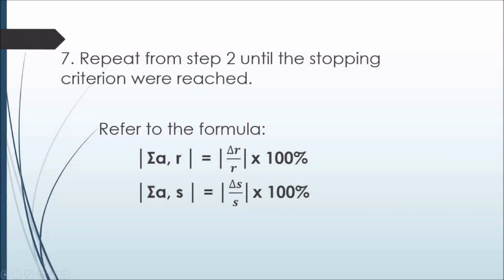Step 7. Repeat from step 2 until the stopping criterion is reached. Then refer to the formulas: absolute value of E sub A of r is equal to absolute value of delta r over r times 100%, and absolute value of E sub A of s is equal to absolute value of delta s over s times 100%.